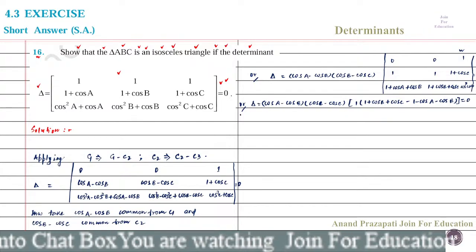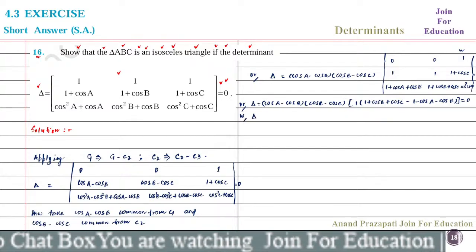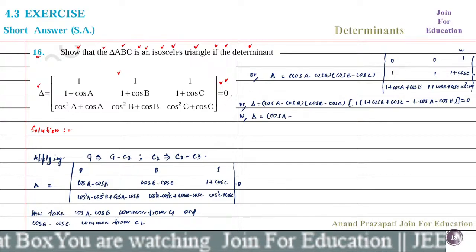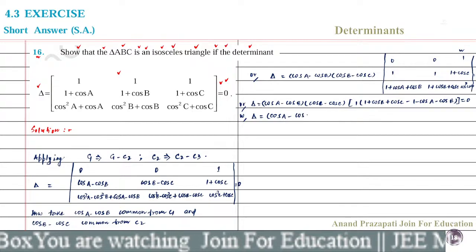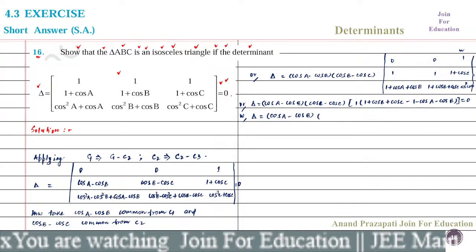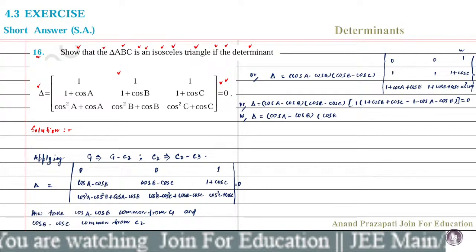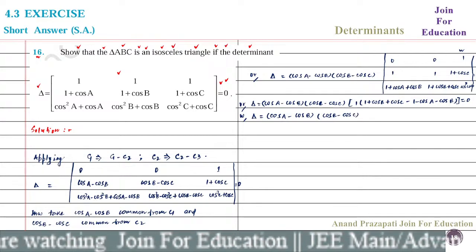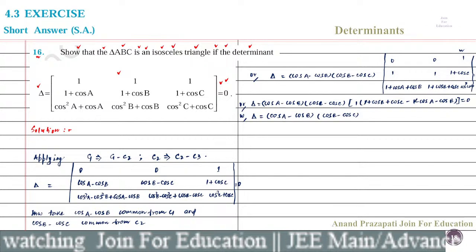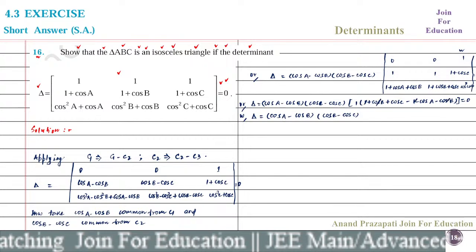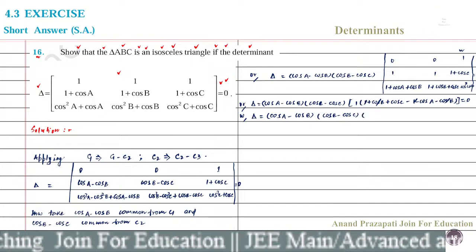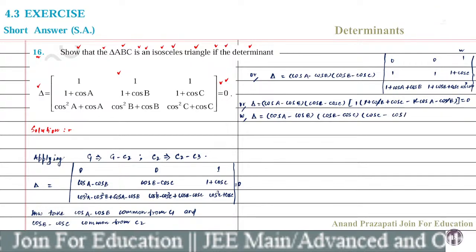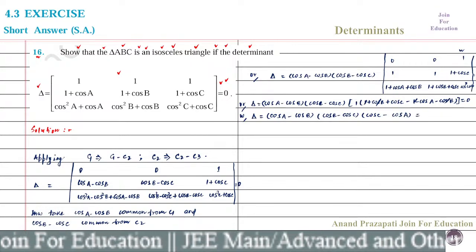So here will be next step cos a minus cos b into cos b minus cos c, and we cancelled out 1, we cancelled out cos b, then we get here into cos c minus cos a equal to 0.